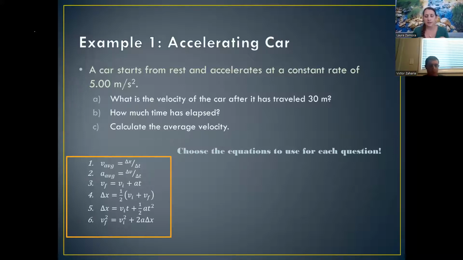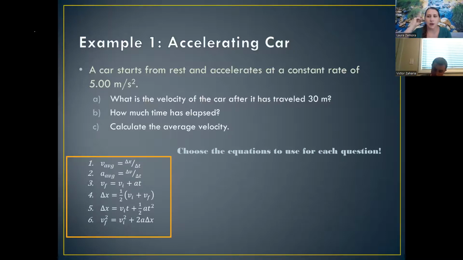So get used to reading these statements very carefully. And like I said, maybe off to the side of the problem somewhere, start jotting down the variables that you are given. So from the problem statement, we know that VI, initial velocity, equals 0, and A equals +5 meters per second squared. Okay. So if we want to know part A, what is the velocity of the car after it has traveled 30 meters?